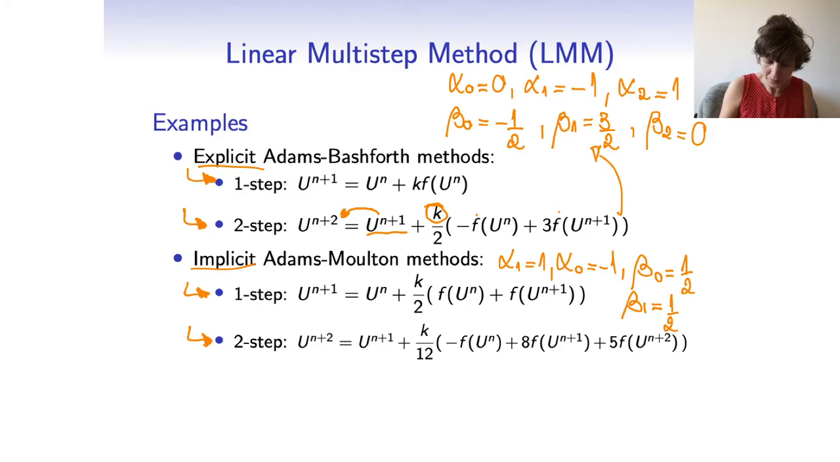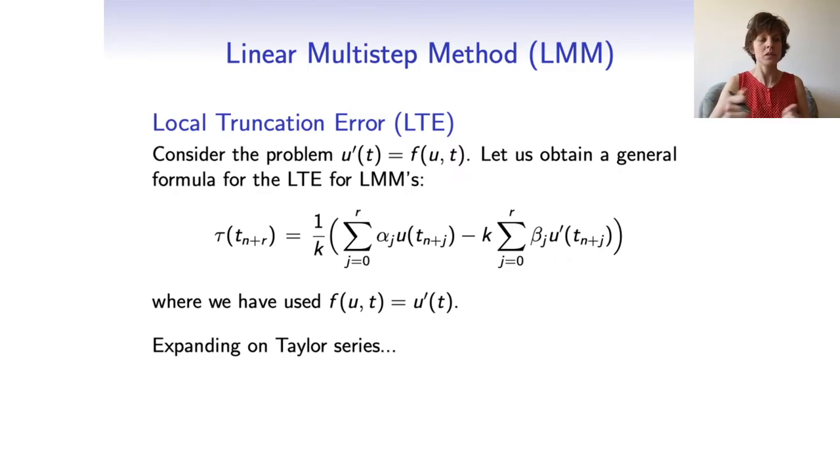It's a two-step method, and you can write the values for betas and alphas to see if you got the concept of how we can write a linear multi-step method using this notation with alphas and betas. So now we are going to calculate some general formula for the local truncation error for linear multi-step methods. So consider this problem here, okay? It's some initial value problem, and we are going to obtain a general formula for the local truncation error.